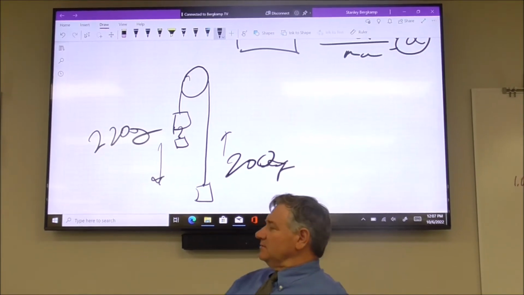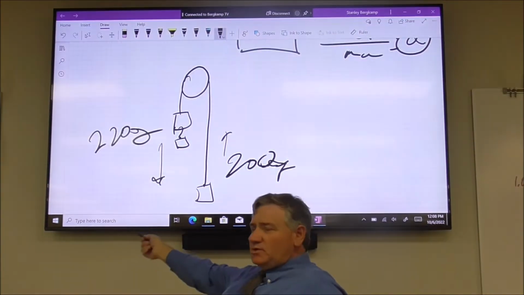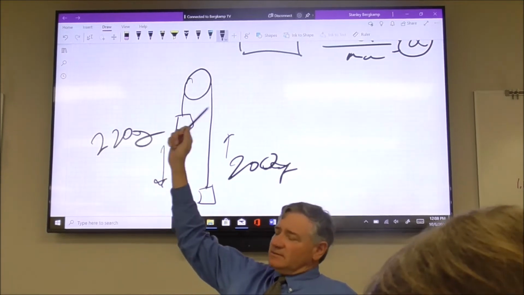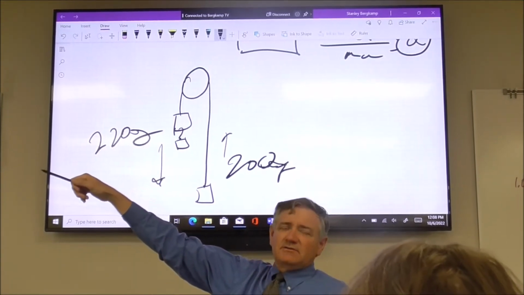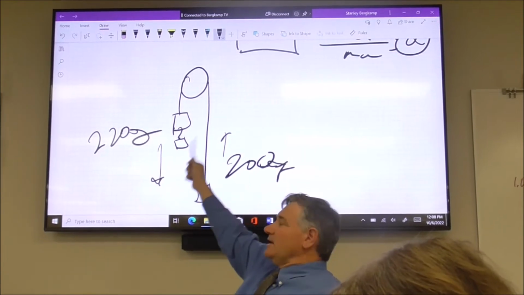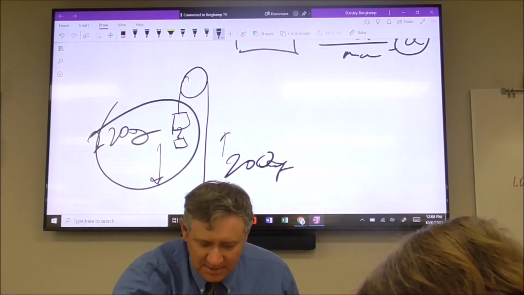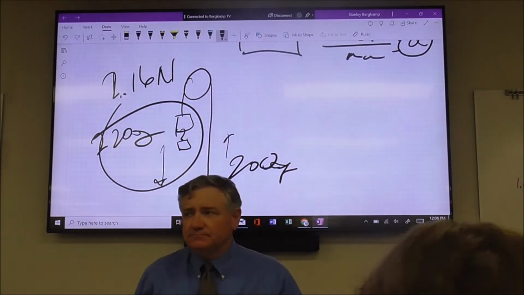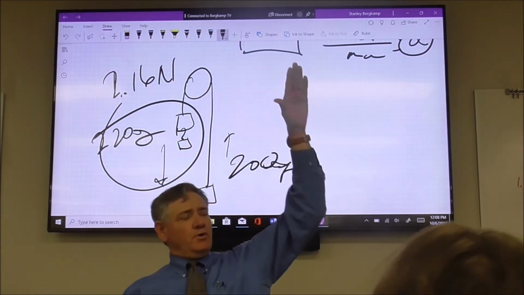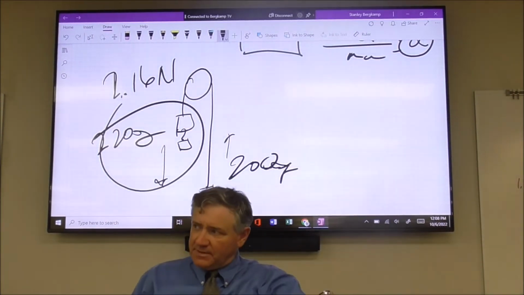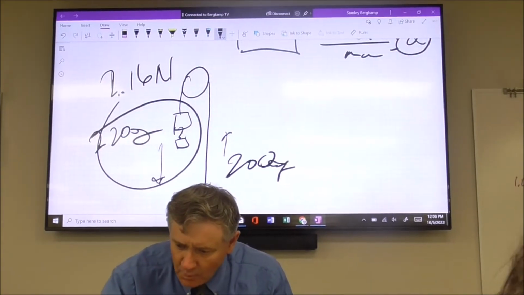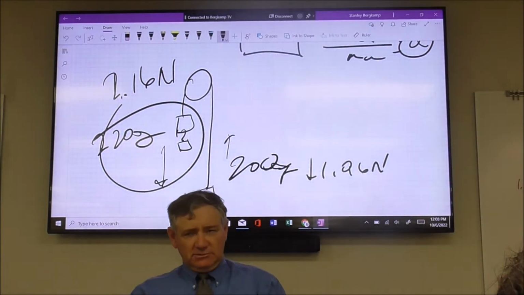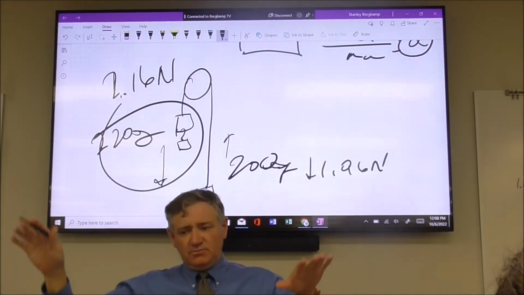Now, here's the deal. Do not make this complicated. Make the 220 the applied force. Take 220, divide it by 1,000, get it into kilograms, multiply it by 9.8. Get the downward force acting on this, and that's about 2.16 newtons. So in round numbers, I got a 2.16 newton force pulling down on the bigger side. I got a 1.96 newton force pulling down on the 200 side. That's it. 2.16 to 1.96.